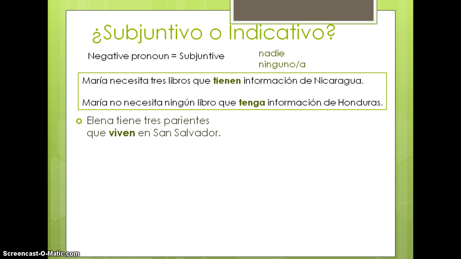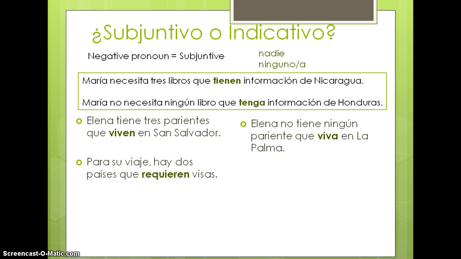Elena tiene 3 parientes que viven en El Salvador, versus Elena no tiene ningún pariente que viva en La Palma. So Elena has 3 relatives who live in San Salvador, but Elena doesn't have any relatives who live in La Palma. Para su viaje hay 2 países que requieren visas. Para su viaje no hay ningún país que requiera una visa. For your trip, there are 2 countries that require visas, versus for your trip, there are no countries that require a visa.